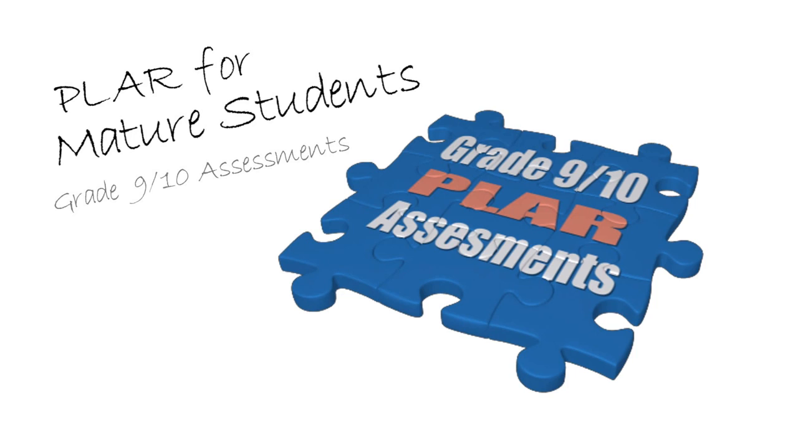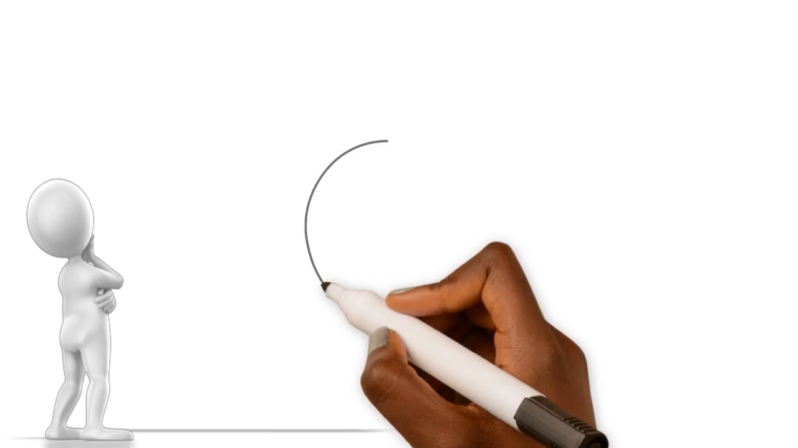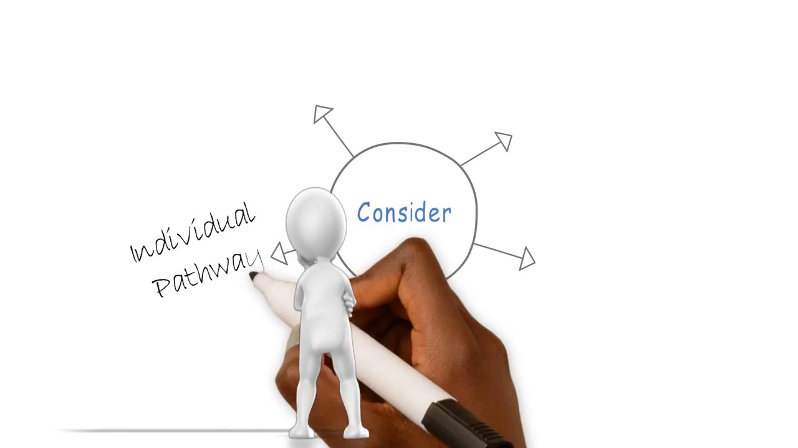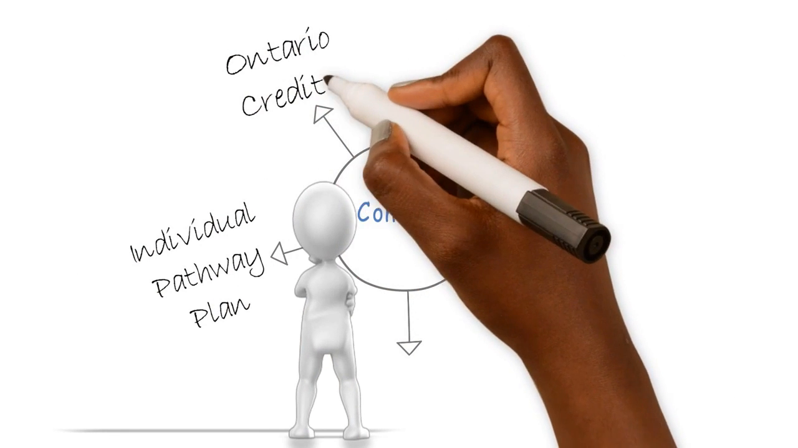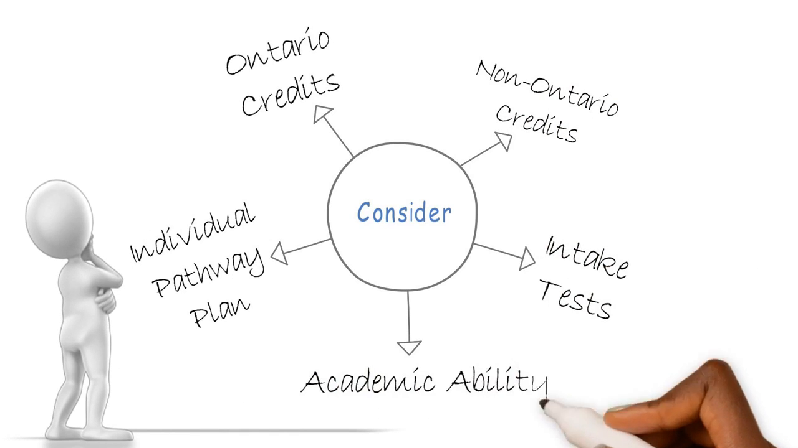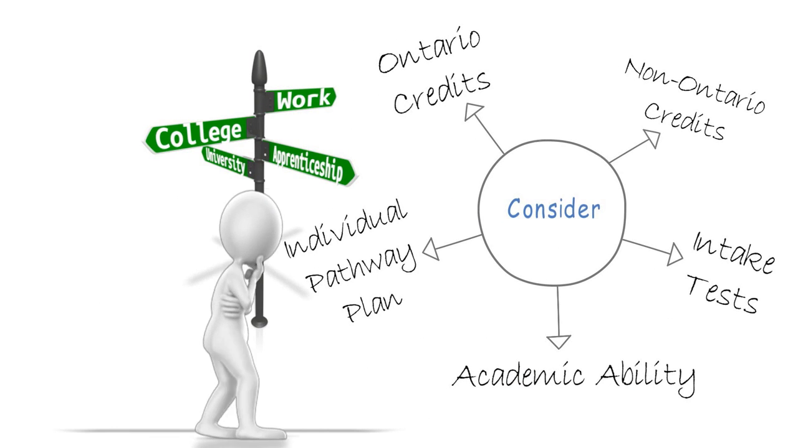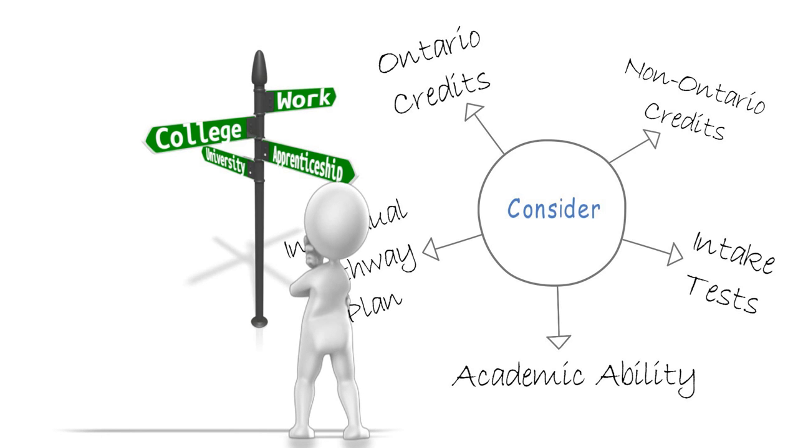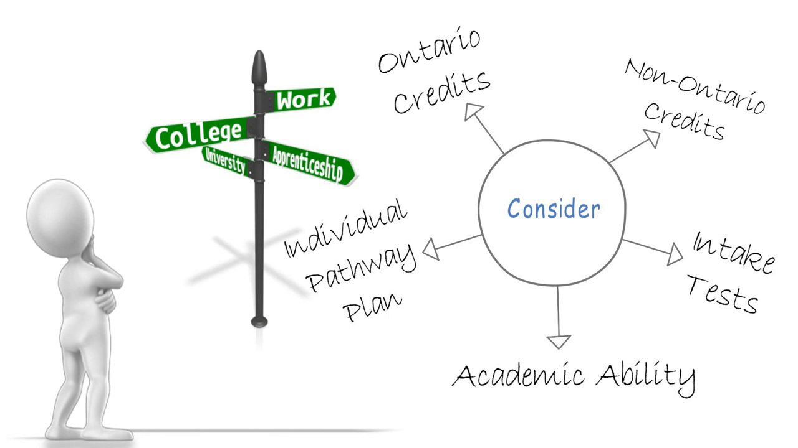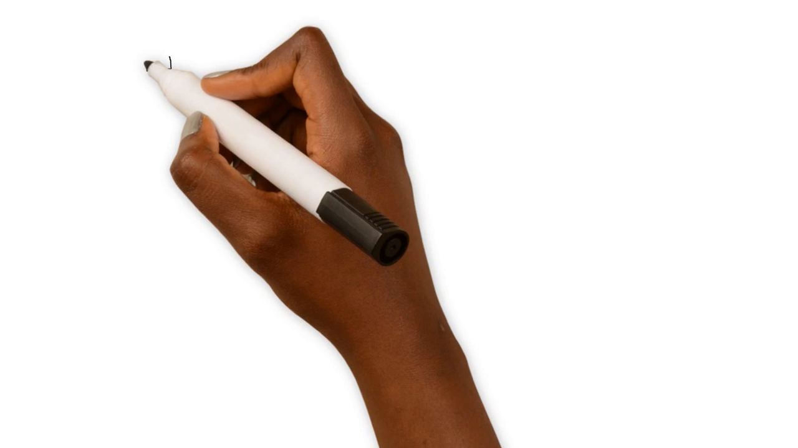Grade 9-10 PLAR assessments. While determining which assessments the student needs to complete in order to bring their grade 9-10 credit count up to 16 credits, the principal or designate must consider the student's individual academic pathway plan. Knowing the student's pathway plan will help to determine the level of assessments to prepare for the student.